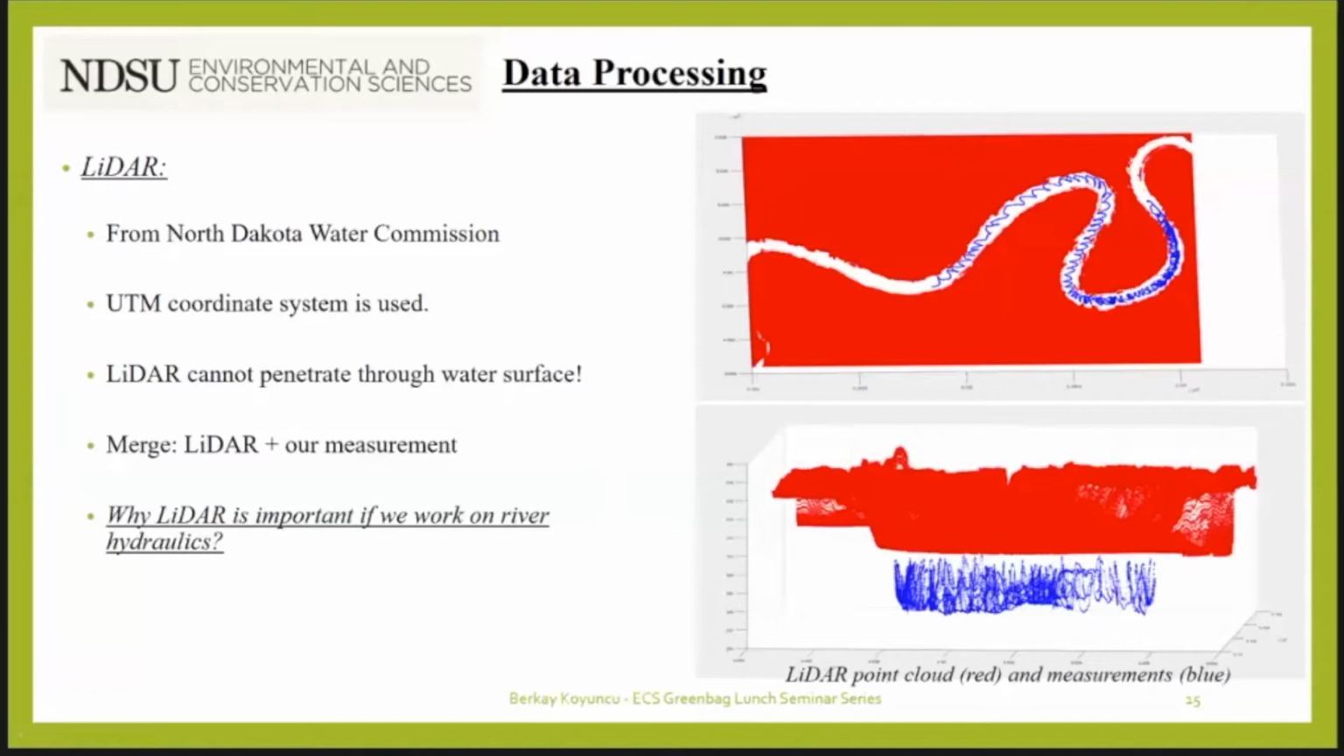So in the data processing part, before starting any processing, we took the LiDAR data from North Dakota Water Commission. What is LiDAR data? LiDAR data is basically a point cloud for the topography, and they are scanning that land by using drones and helicopters. So that red zone is showing that point cloud. Since it is pretty dense, you cannot see it, but from the second figure you can see that 3-dimensionally actually. And the blue part is showing our trajectory.